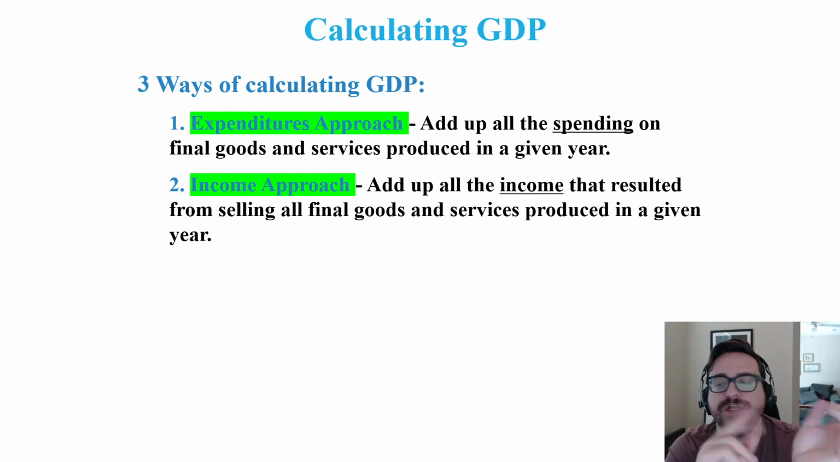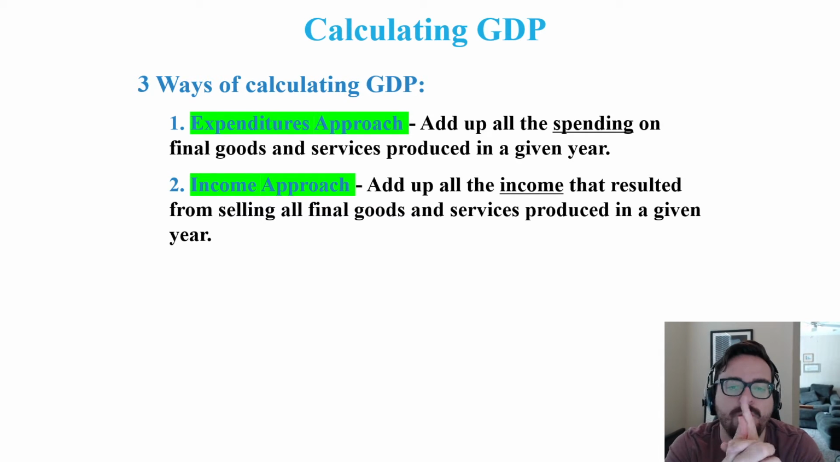The only difference between 1 and 2 is perspective, right? 1 is mostly a spending perspective. The second one is an income perspective. So the numbers that you're given will dictate which of those two that you do.